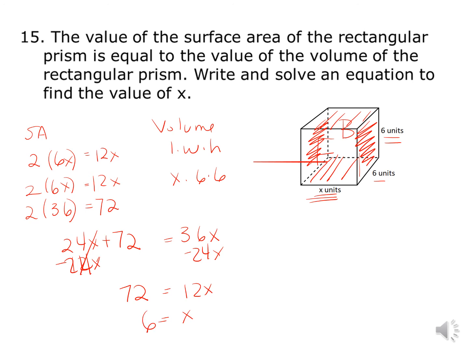Well, that tells me that this is a cube with a side of 6, and so I know that the volume is 6 cubed, 6 times 6 times 6, and this one over here is going to add up to the same thing. So I know that I got the answer correct.